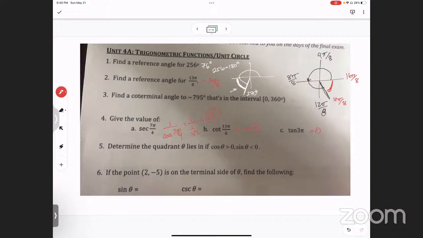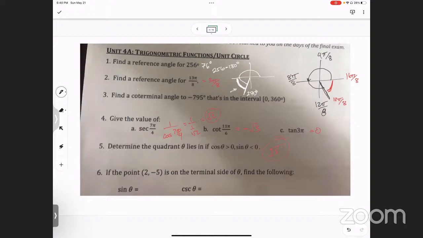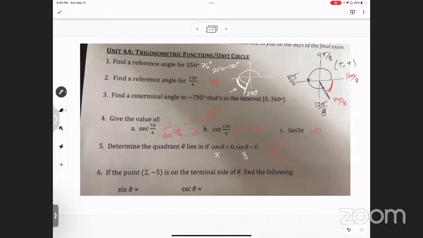Determine what quadrant it lies in. The cosine is positive. So cosine positive means it's 1 or 4. And the sine is negative means it's in the 4. Got it? So if it's like greater than, that just means positive? Yes. And this is your x value and this is your y value. So remember, if you look at your unit circle, it's positive, positive. This is negative, positive. This is negative, negative. And this is positive, negative.